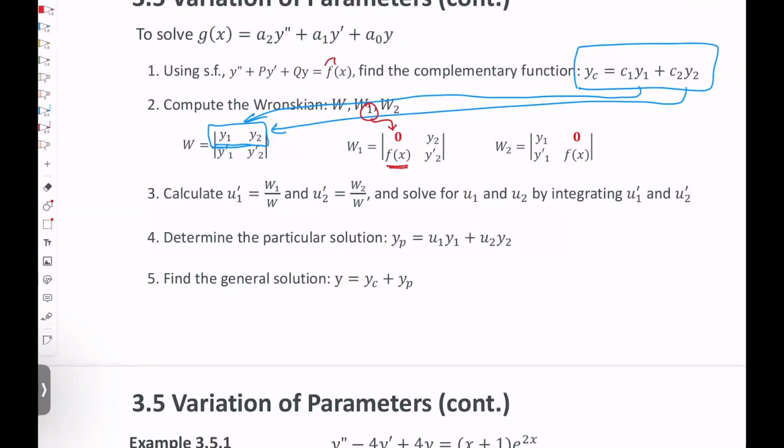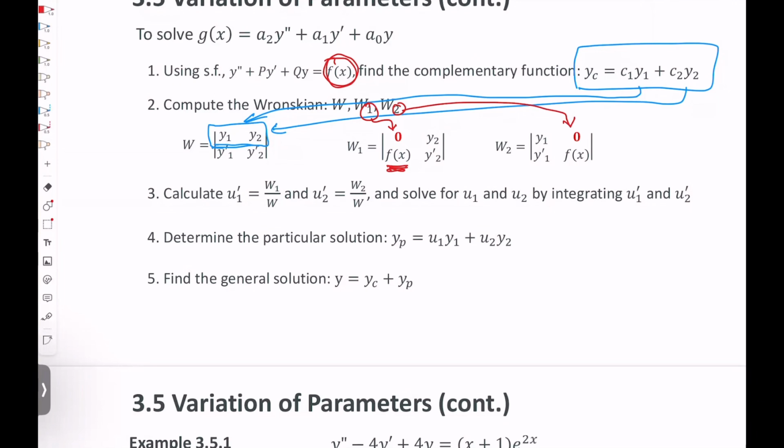And then W1, the first column is going to be 0 and f of x. Where's the f of x? The right-hand side. So in 3.4, we looked at the right side, f of x, and then we found the proper yp. But for here, just plug this f of x into the first column. And these are the determinants, so AD minus BC. For W2, we're going to use that 0 and f of x in the second column.